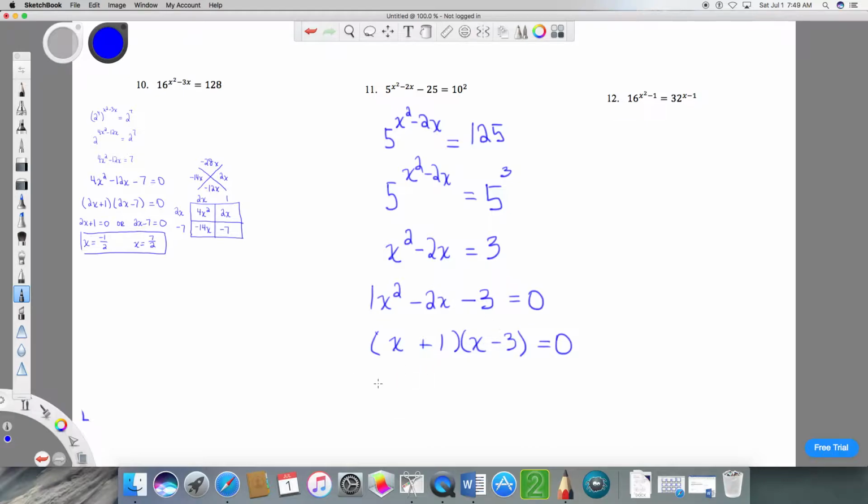So then that gives me two solutions that are easy to see, -1 and +3, from that zero product theorem. All right, so let's take a look at this last one.